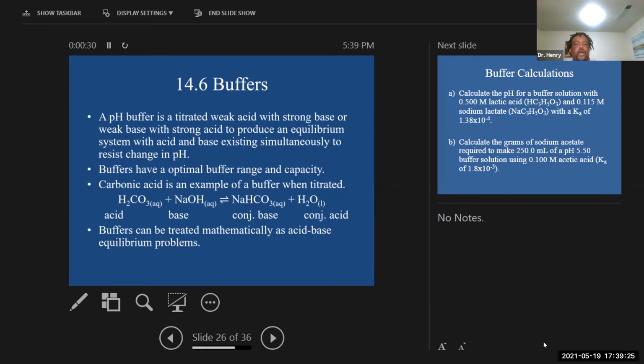So you'll have a wide range where you can add a base and it won't change the pH. It'll have little effect on the pH until you reach a certain point, okay? And that's vice versa as well. If you have a weak base with a strong acid, the same thing happens. Over a large range, you basically make it pretty much pH resistant.